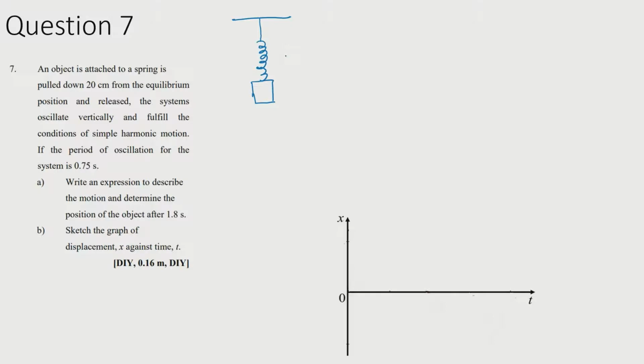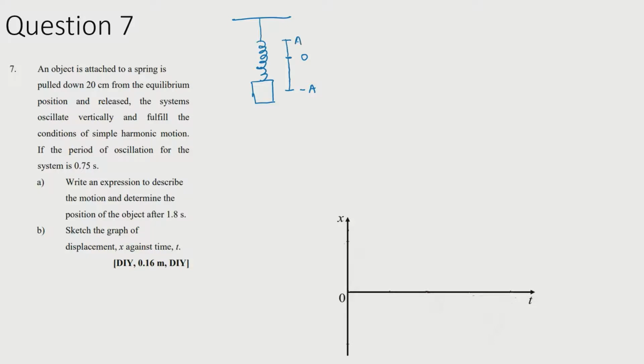Okay, contohnya sekiranya equilibrium position dia dekat sini, dia ditarik sebanyak 20 cm. Okay, and then lepas dia ditarik pada 20 cm, dia akan di-release. Dan bila di-release, sistem tu akan oscillate vertically lah. And then dia akan fulfill the condition of simple harmonic motion.